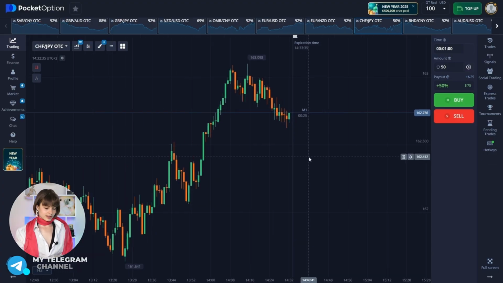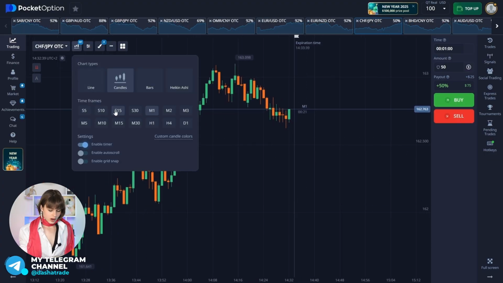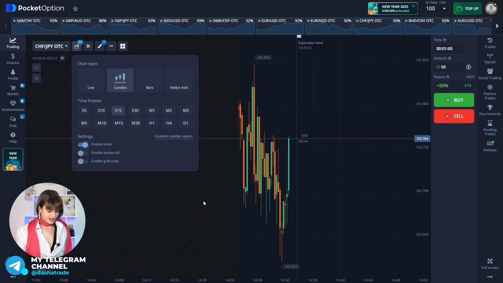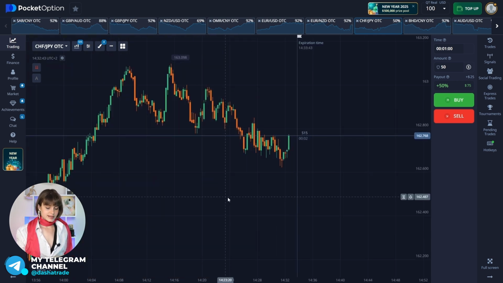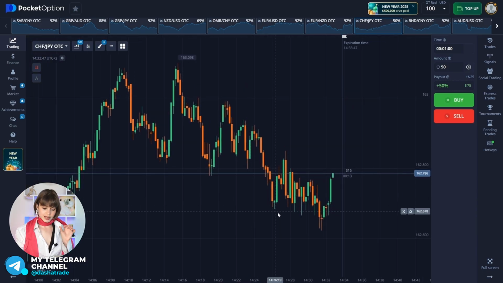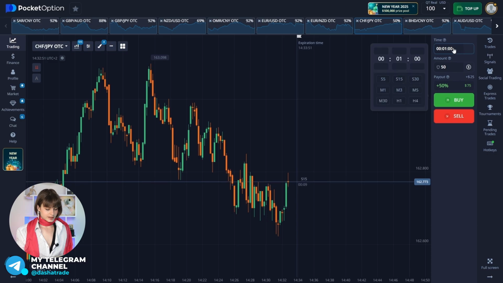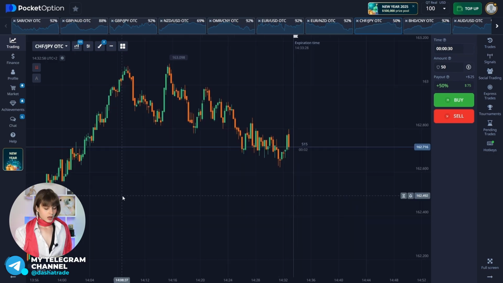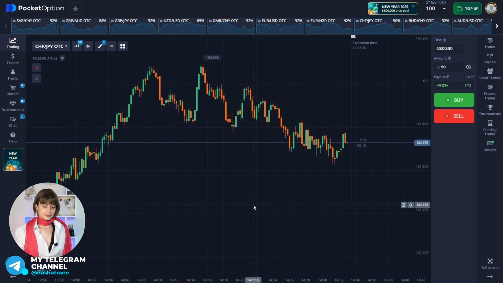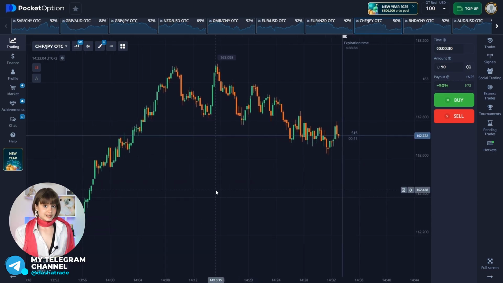So first of all, let's set up the chart for our strategy. We only need a 15 seconds time frame. The thing is, scalping is designed for quick trades and therefore I recommend using smaller time frames to open your deals. And also the time of our deal will be 30 seconds. Okay, now let me tell you how to apply the strategy in practice.